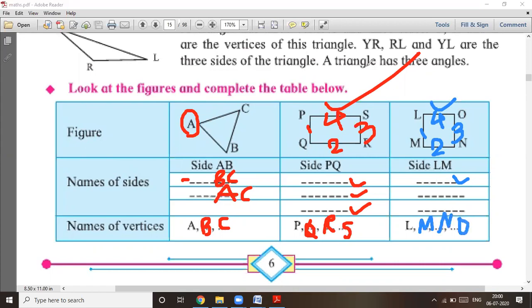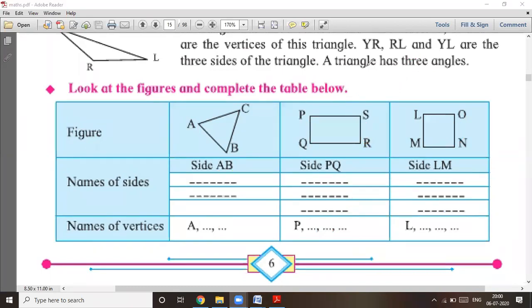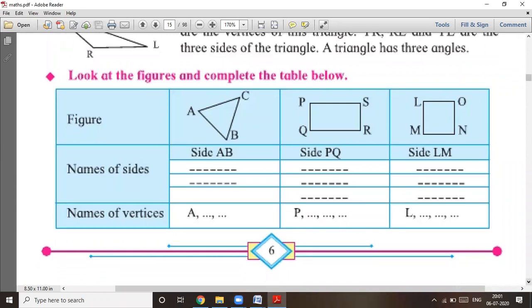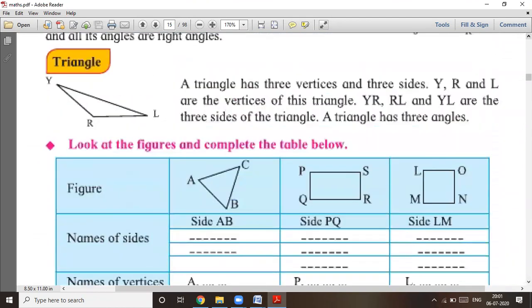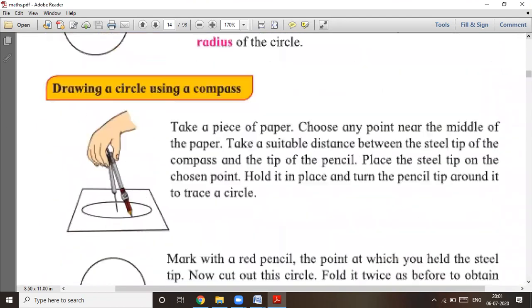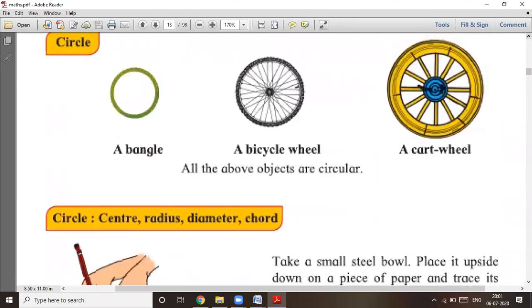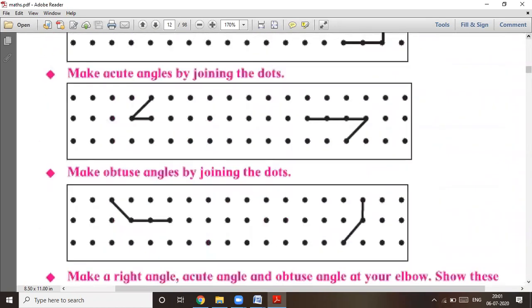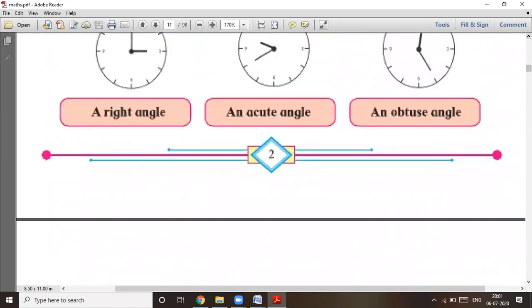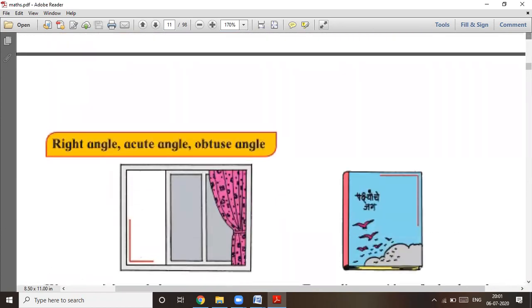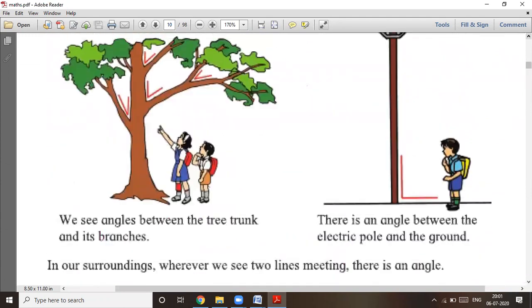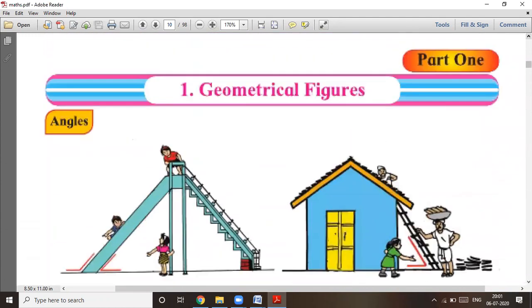Okay. So in this way, we have seen your first chapter. We have completed your first chapter, that is known as some of the basic geometrical figures. So the second chapter will start afterwards. So here we have completed your first chapter known as the geometrical figures.